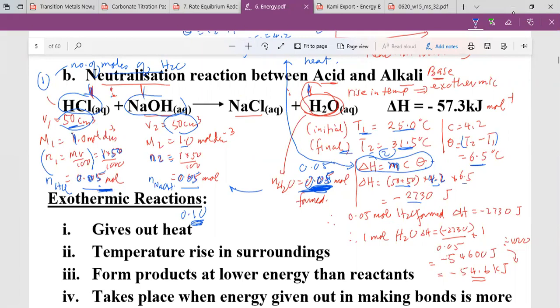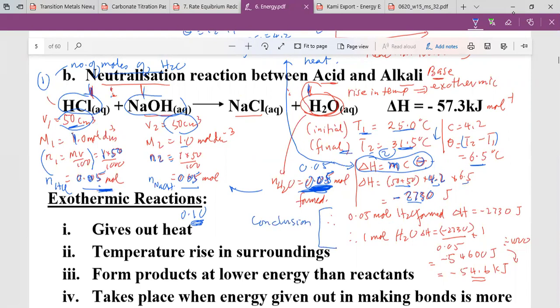This is the temperature difference. So theta is the temperature difference. You multiply it out and it's minus 2730. Why minus? Because the temperature rises from here to here. An increase in temperature means it is exothermic. So from here, we conclude.